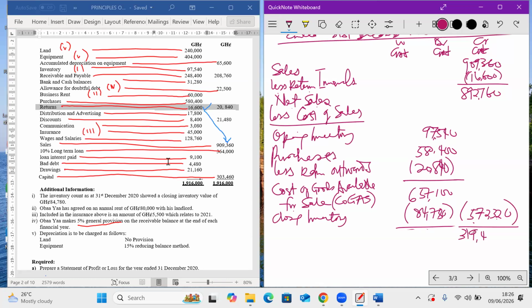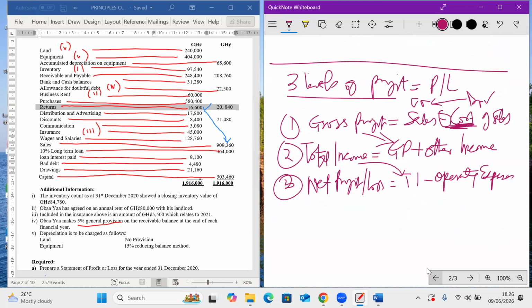319,440. So look at it, what's the first level of profit we need? Gross profit. It should be what? Sales minus cost of sales, right? Yes, sir. Have we done that already? Yes, sir. So we found our gross profit. What is our gross profit?